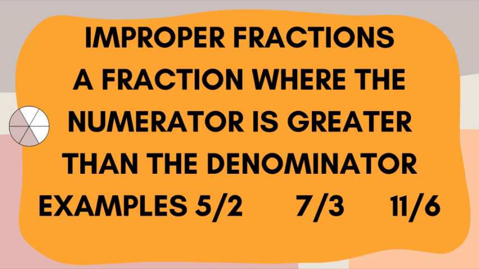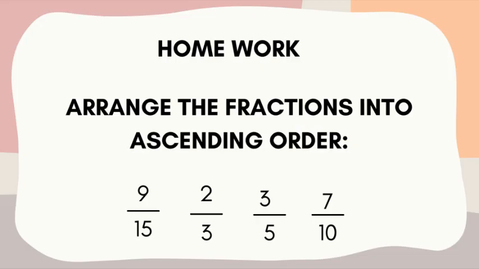Before we end our class today, I'll provide you with homework so you can practice these, and you can also comment the answers at the bottom so I can further assist you. For the first homework, we'll arrange the fractions into ascending order. And remember, ascending order is smallest to the largest value. So for this example, we have 9 over 15, 2 over 3, 3 over 5, and 7 over 10. Arrange the fractions into ascending order.